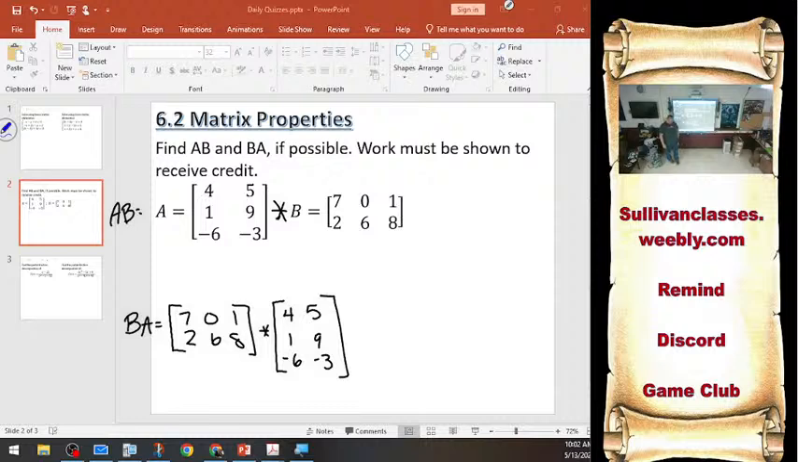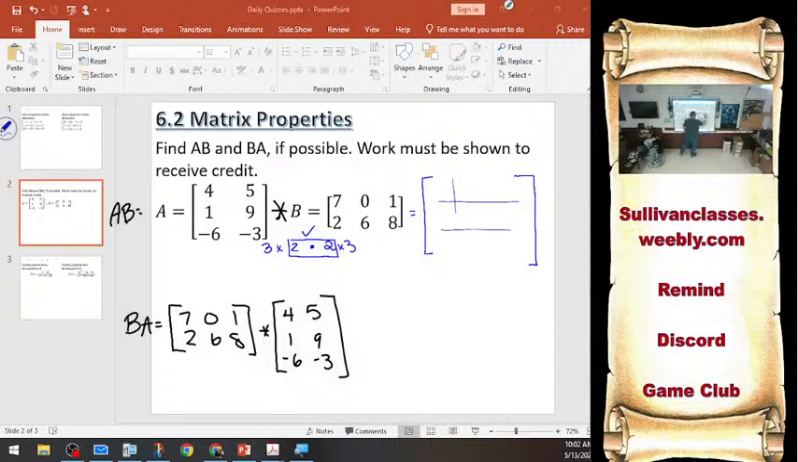AB times BA, how do I even know if they're possible? Because it does say if possible. Check the ones on the inside, their dimensions. 3 by 2 times 2 by 3. The insides match, which tells me they're good to go. The outsides tell me the dimensions of the result. So, if you need to grid it, grid it.